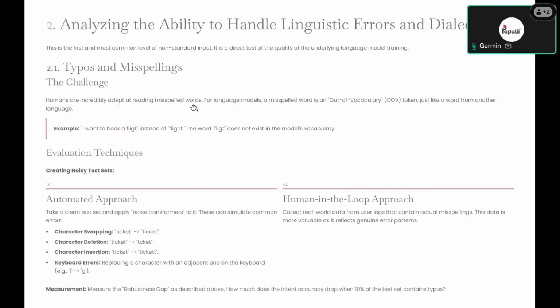Okay, so now let's look at the first and most common type of non-standard inputs, how a chatbot handles linguistic errors and dialects. This is often the very first test of how well the system's language model has been trained, because in the real world, people don't always type perfectly. They make mistakes, use slang, or mix dialects. So if the chatbot can't handle that, it's not ready for real users yet.